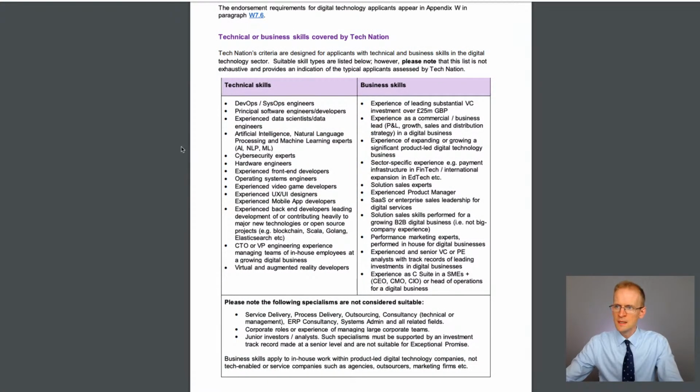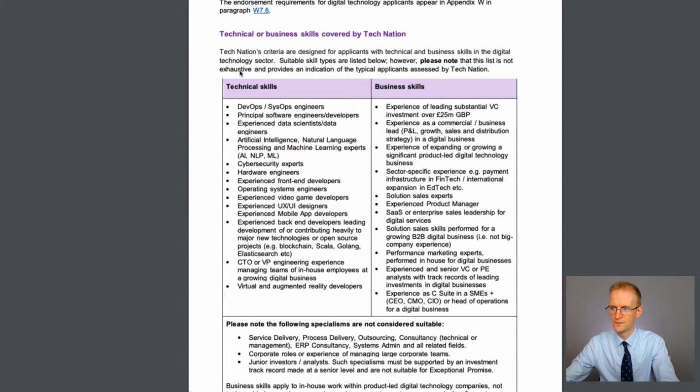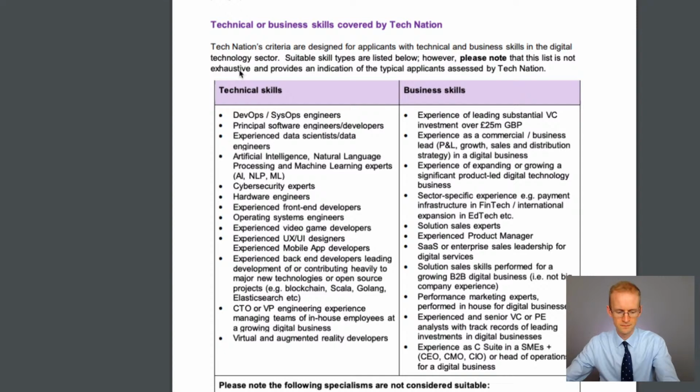There we are. So for the digital route, you'll be making an application for the endorsement to Tech Nation, and there are technical skills and business skills that they're looking for. This isn't an exclusive list, but this covers really the key areas that are relevant. So the first thing would be for you to just go through the technical skills list. I think it's easier if you're a technical applicant rather than a business applicant, because your technical skills are more easily verified. But you can see here the list.